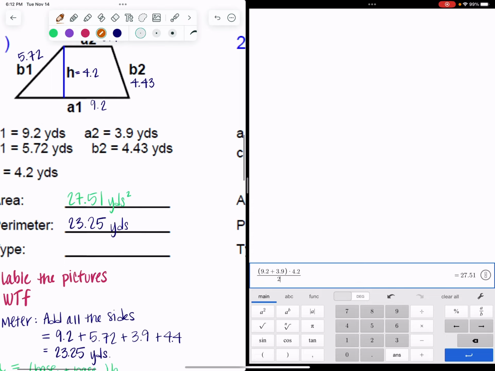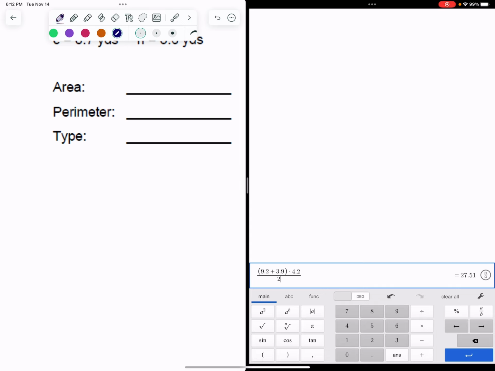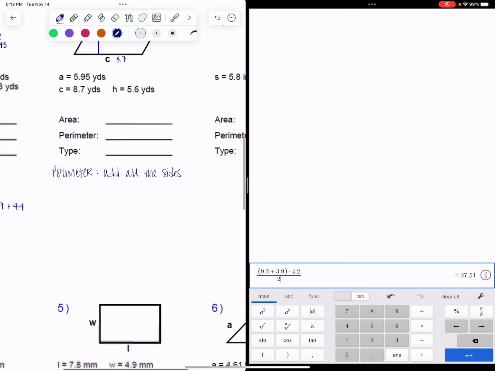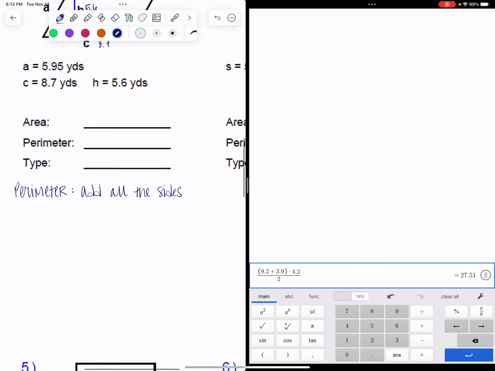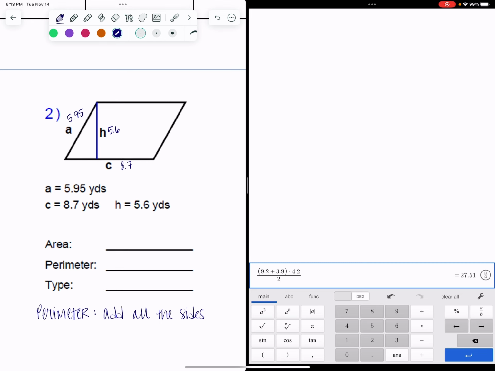First thing we are going to find is perimeter. Remember, perimeter, we add up all the sides. Write it down. So we need to add, y'all. They only gave us 2 of the sides. They only gave us 5.95 and 8.7.